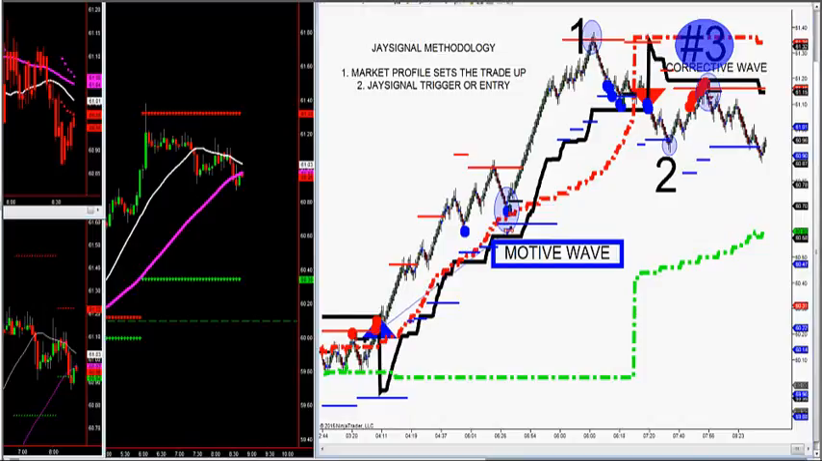It's allowed to even break back inside of HVA. It just can't close below that black line or give you a nice red triangle. But you know it's going to be the best trade you can get on JSignal if it doesn't come near that black line. It just touches market profile, and then you get the JSignal entry.